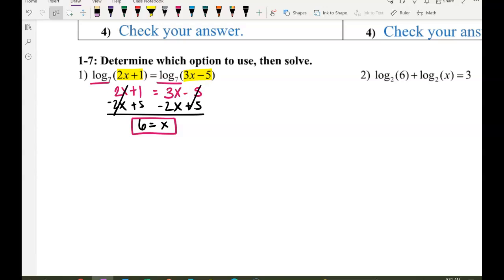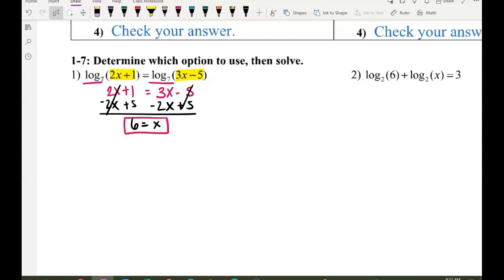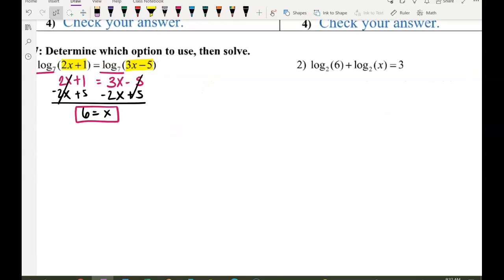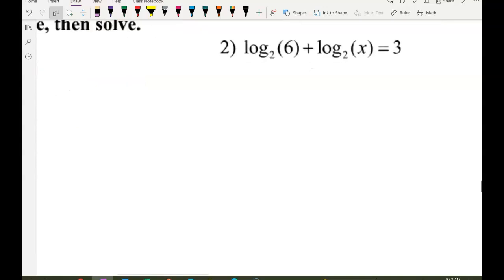All right. Number 2, as you can see here, we do not have one log on each side, so we have to condense it. Number 2 said log base 2 of 6 plus log base 2 of x equals 3. In log, when you have an addition of 2 logs, how do we condense it? Multiply. Yep, it becomes log base 2 of 6 times x.